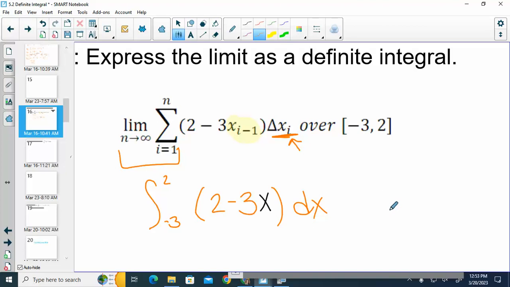Wait, so why are we not doing the little negative 3 over, or negative 3 plus 2 over n? Because I didn't ask you to calculate it, I just asked you to write it as an integral. So you don't calculate it when you write it in this? Well, I could ask you to calculate it, but I just wanted to see if you could go back and forth between the notations.